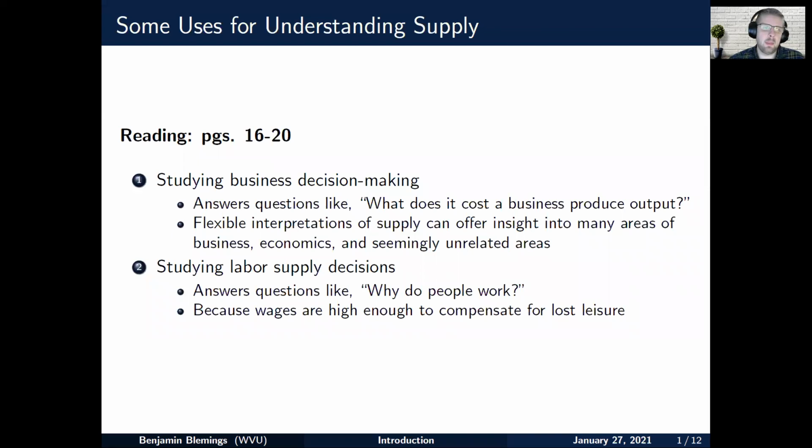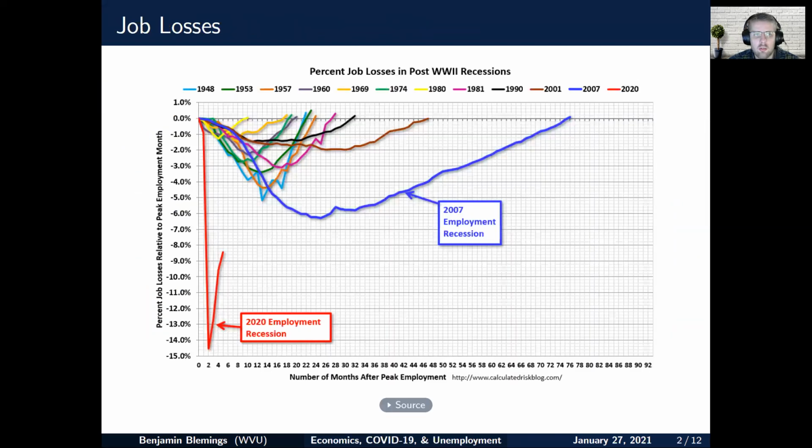Studying business decision making is an important use for supply. So, we can answer questions like what does it cost a business to produce output? There are really flexible interpretations of supply that can offer insight into many areas of business, economics, and seemingly unrelated areas like supply in a dating market. We can also study labor supply decisions. So, we can answer questions like why do people work, and analyze wages with that. So we'll jump right into it.